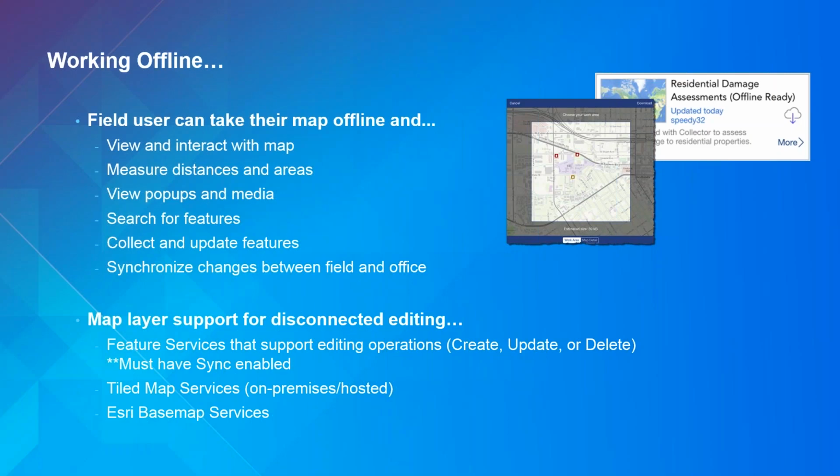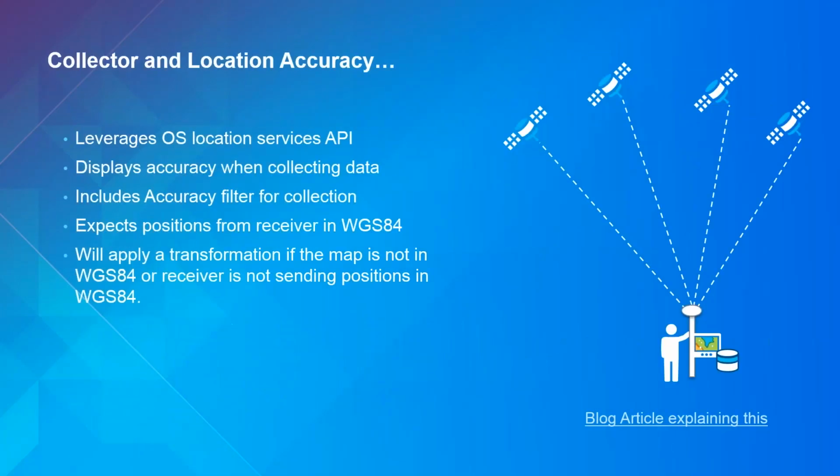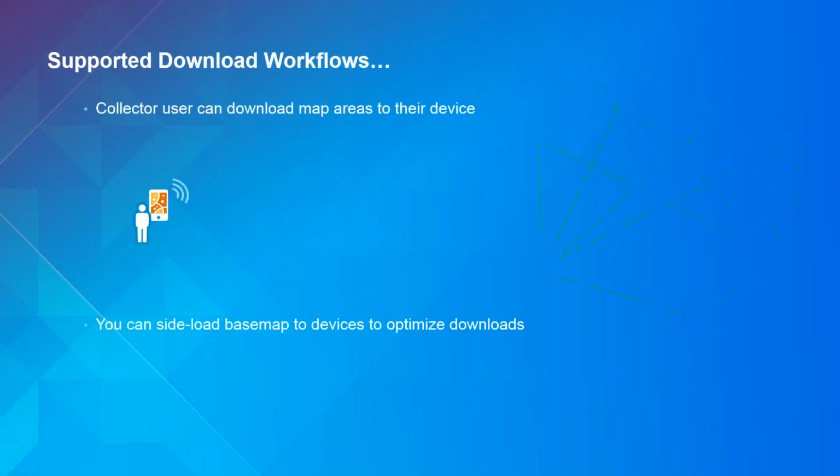There's a couple of notes from a configuration perspective. Feature services must have all editing operations enabled along with sync. And you can use your own tiled map services if you want to go offline or leverage Esri-based map services. A couple notes on location accuracy. It leverages the location services API on the device. So that's a key thing to understand as a part of this. And we'll talk about some other options for improving accuracy later on. But just note that that's a key thing that's driving the accuracy of the collection.